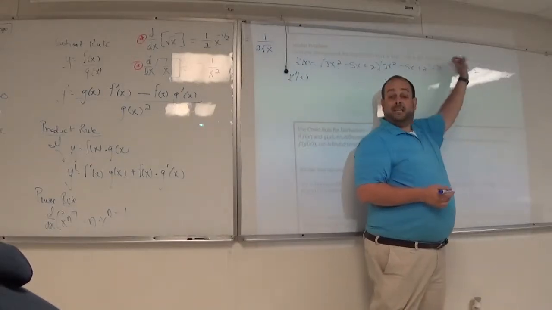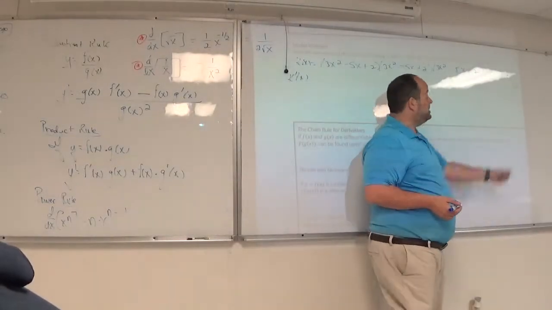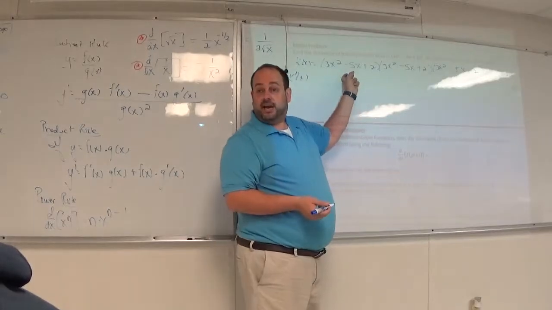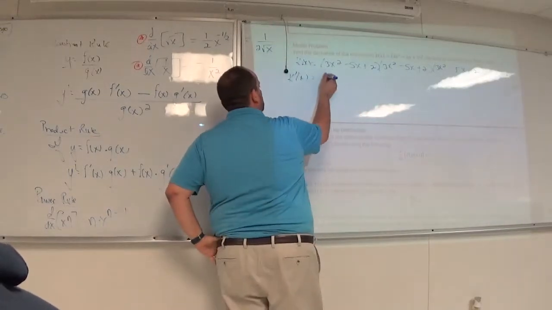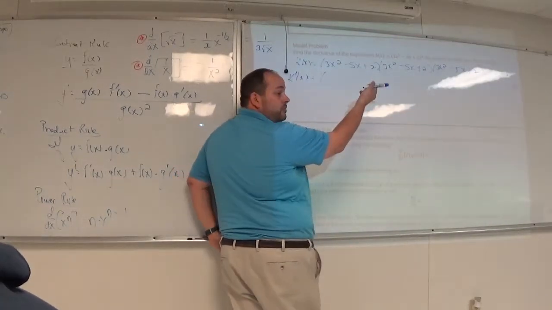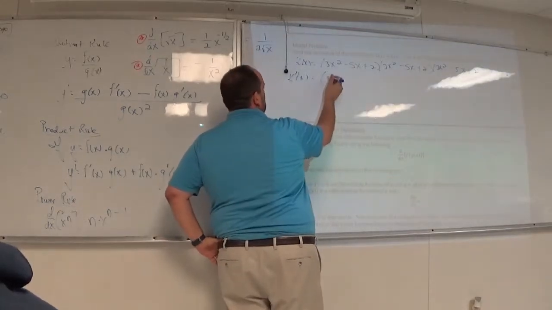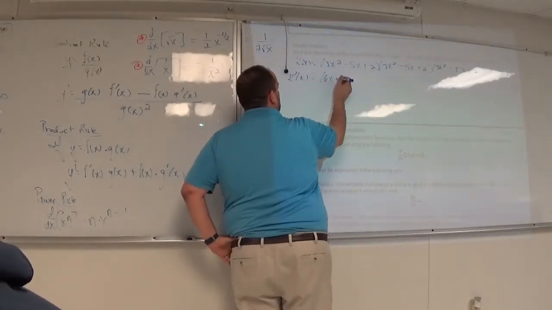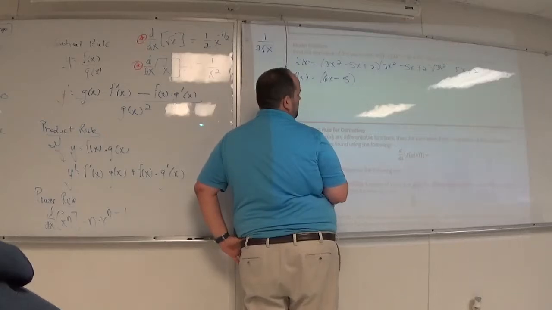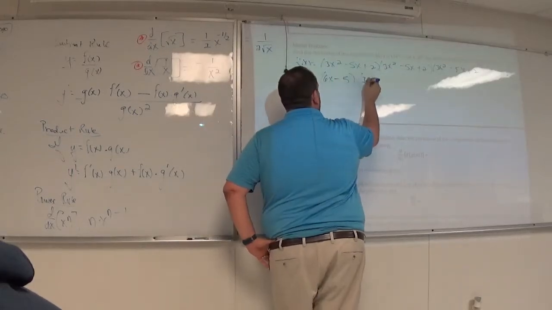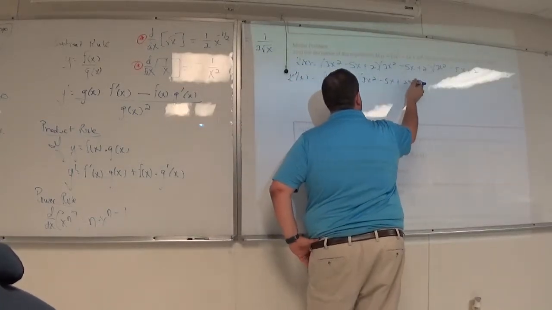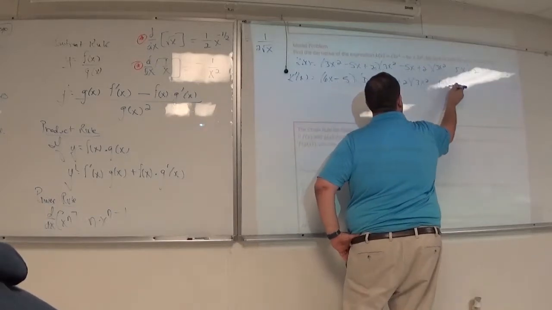This guy times this guy times this guy. The extended product rule says take the derivative of this guy, and then what? Multiply by the other 2. Multiply by the other 2 left alone. What's the derivative here? 6x minus 5. That's the derivative. Times 3x squared minus 5x plus 2, 3x squared minus 5x plus 2.